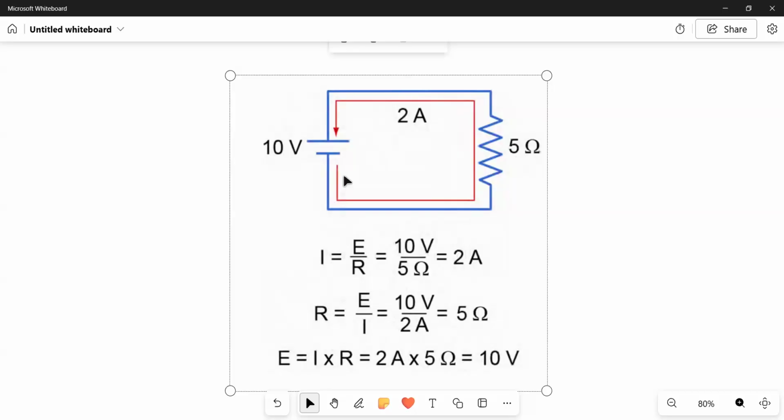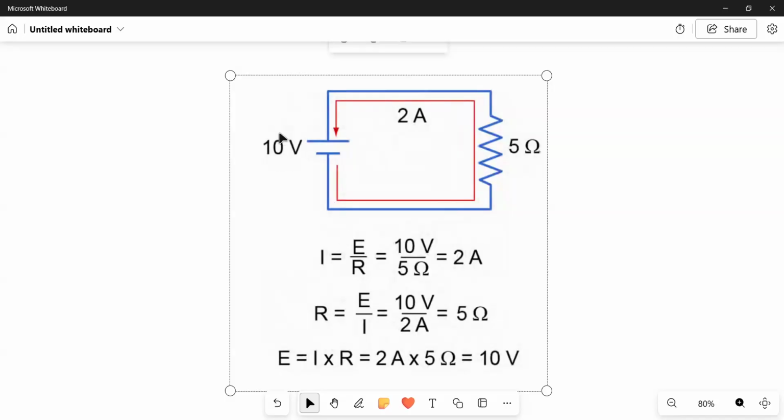We're worried about how you relate these three quantities. The three quantities are related by I equal E over R, right? So in this case, let's say you want to know what's the current flowing in the circuit.